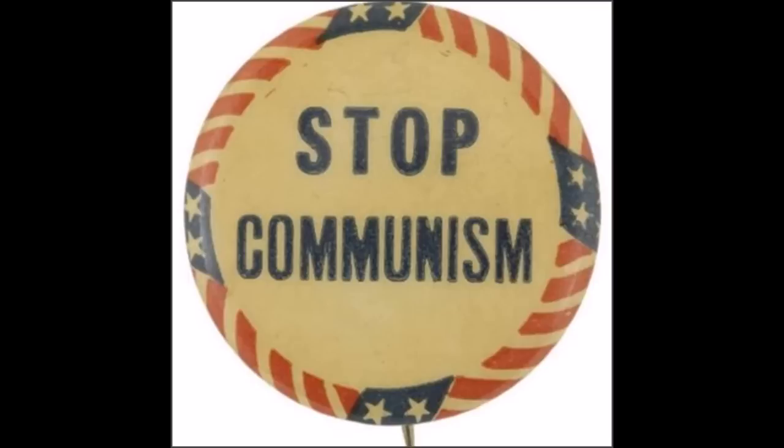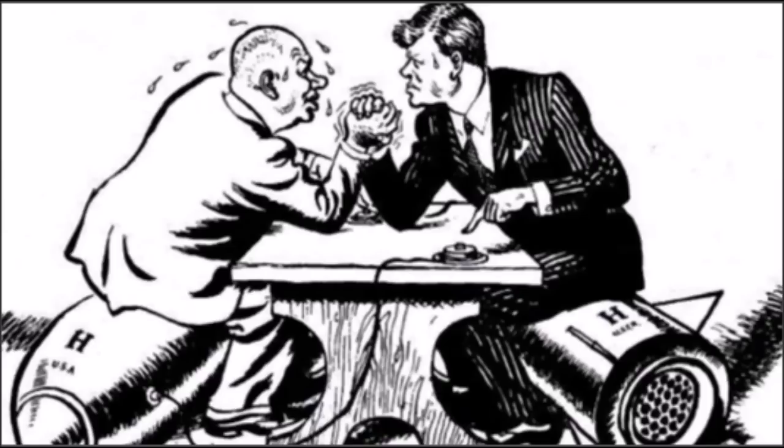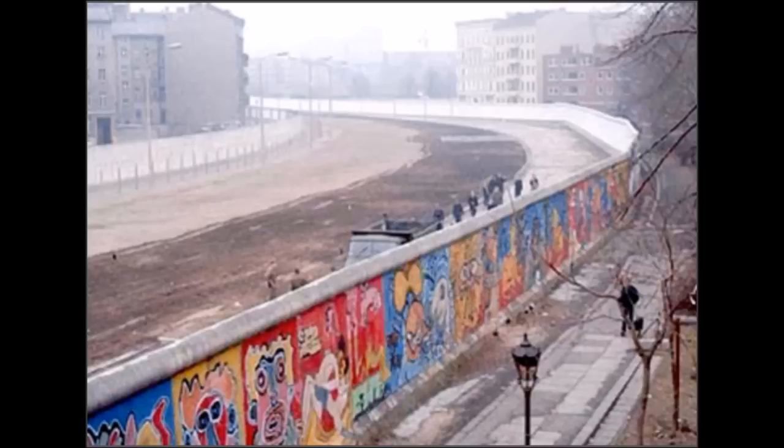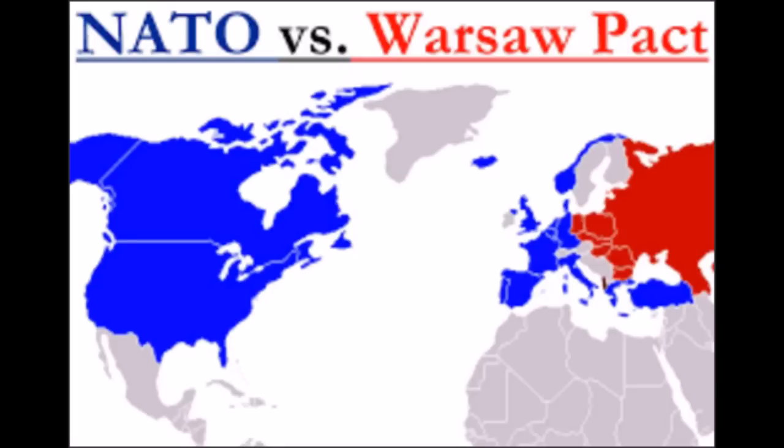This describes the policy of containment. This cartoon is about the Cuban Missile Crisis, the leader of the Soviet Union and JFK wrestling. This is a picture of the Berlin Wall, which was built in 1961 to separate East and West Berlin. This is a map showing the NATO versus Warsaw Pact countries during the Cold War.